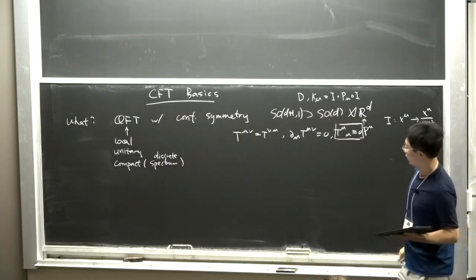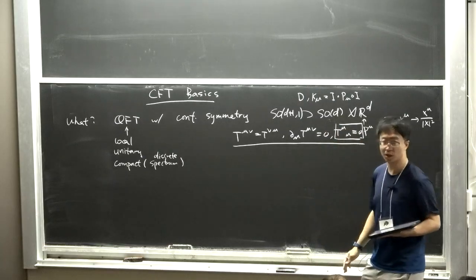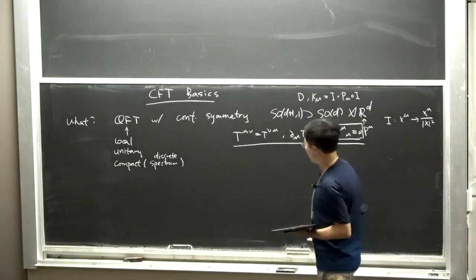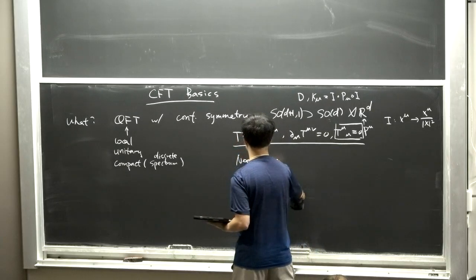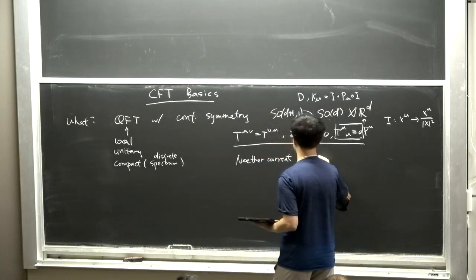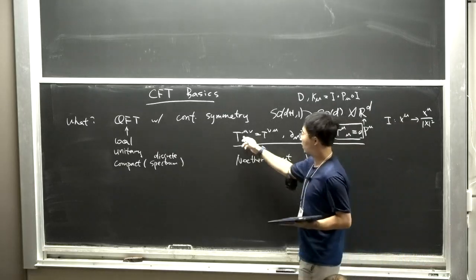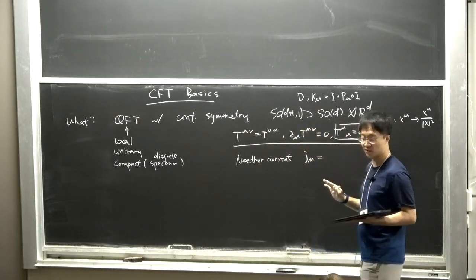Okay? And once you have a stress tensor that satisfies these properties, you can construct Noether currents that correspond to each of the generators of the conformal group. These Noether currents are currents, so they have one vector index. They can be constructed from the stress tensor. The stress tensor that satisfies this property is referred to as the conformal stress tensor.